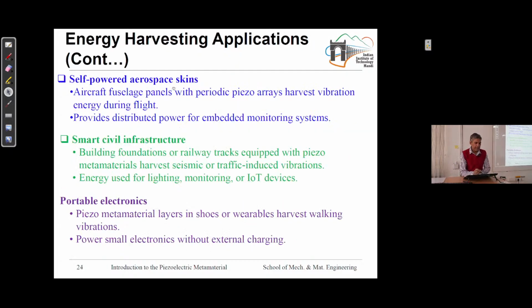Self-powered aerospace skins: aircraft fuselage panels with periodic piezo arrays harvest vibration energy during flight and provide distributed power for embedded monitoring systems. So this power can be used for monitoring purposes. Smart city infrastructure: building foundations or railway tracks equipped with piezo metamaterials harvest seismic or traffic induced vibrations, and this energy can be used for lighting, monitoring or Internet of Things devices.